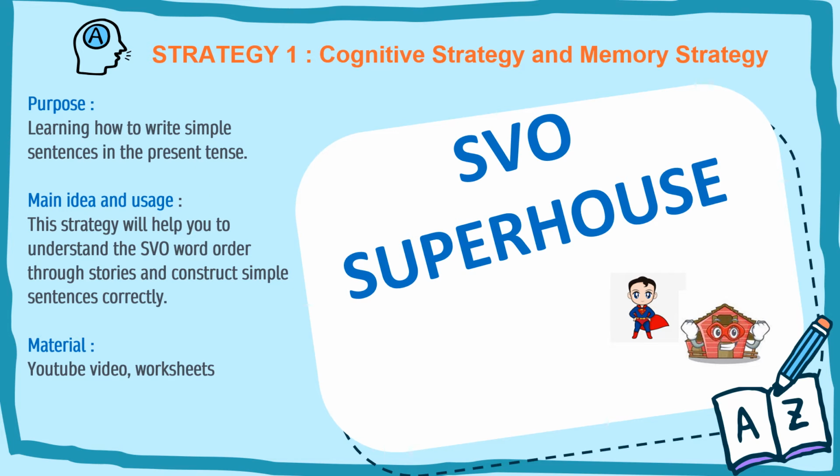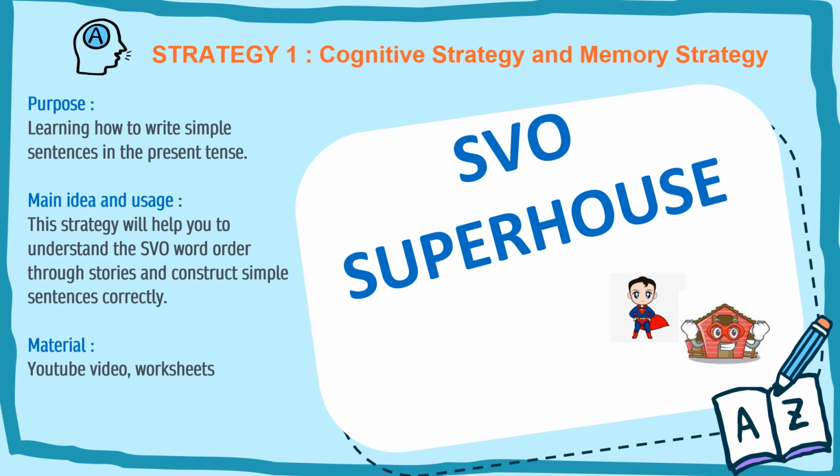Hi everyone. Next is strategy 2. The name of strategy 2 is SVO Superhouse. This strategy is for the lower level Year 3 primary pupils. So we adopted and adapted this strategy based on Unit 5, The New House, from their Get Smart student's book. The purpose of this strategy is to teach Year 3 pupils how to write simple sentences in the present tense.